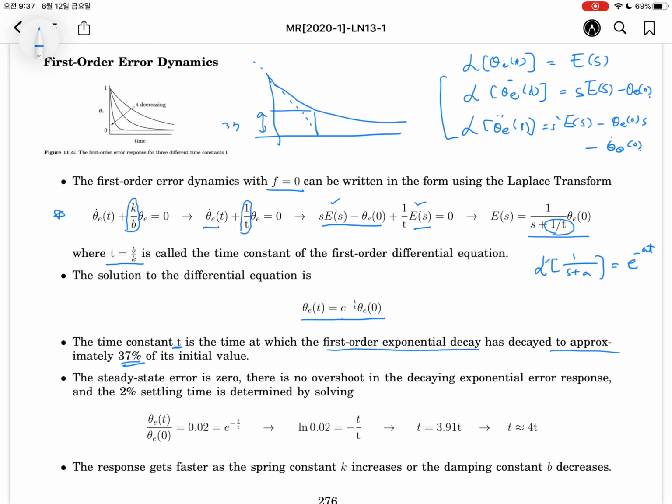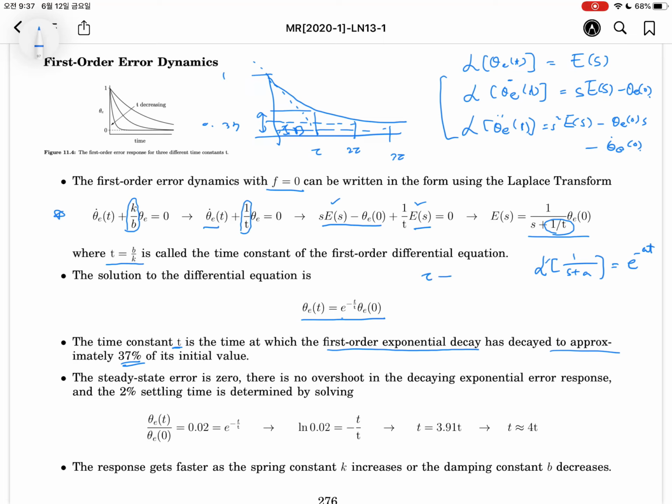This part will be the 37%, 0.32, if the initial condition is given by 1. And this is the first time constant. How about the second? 2 times of this one. I remember that this is 13%. 3 tau corresponds to 5%. 4 times tau will be 1.8%.